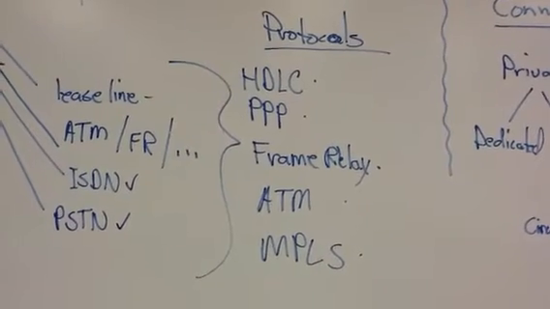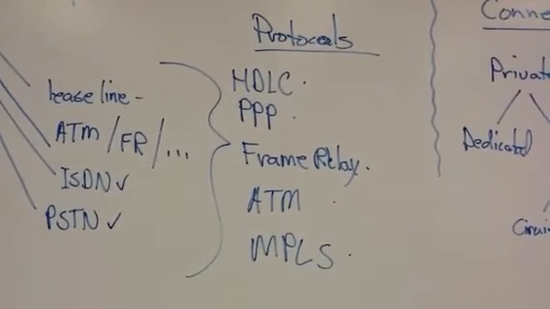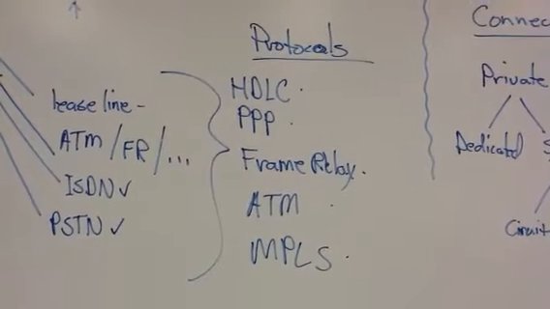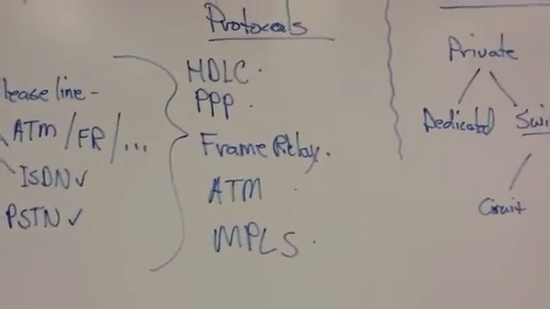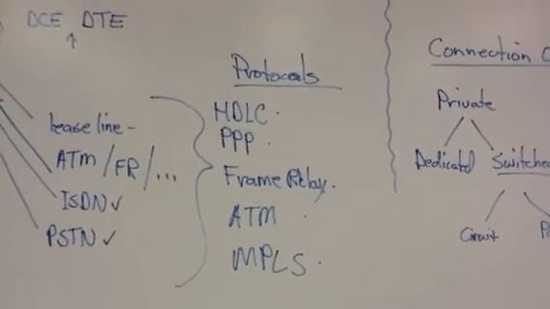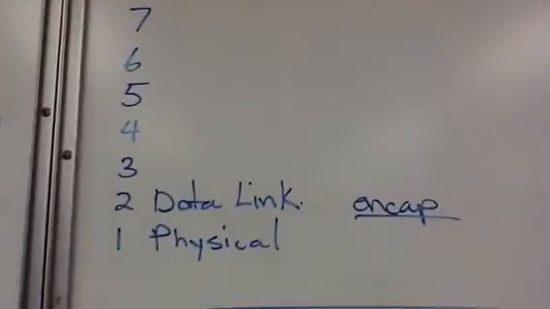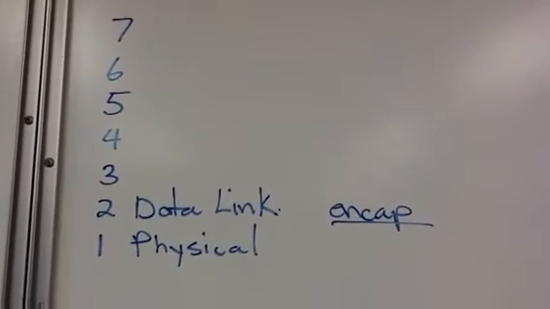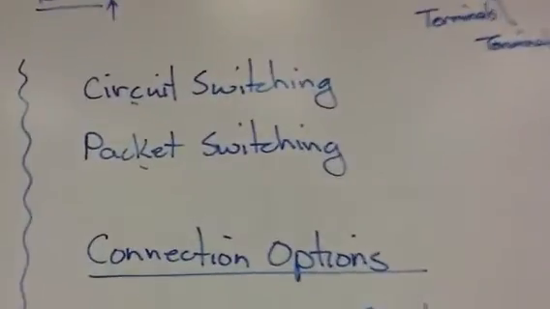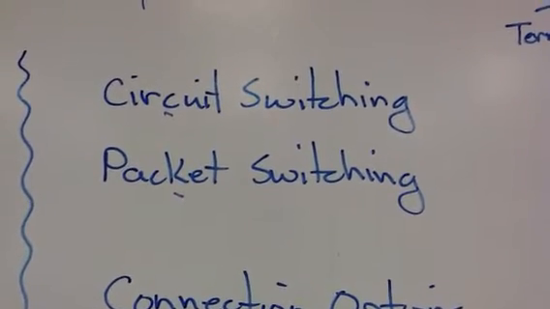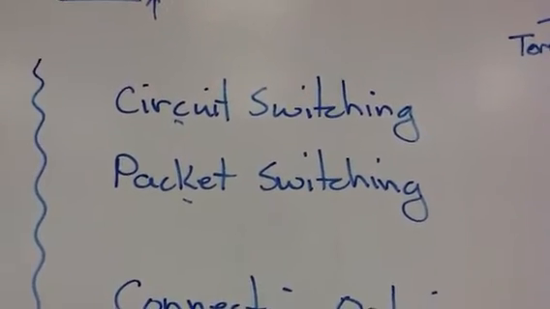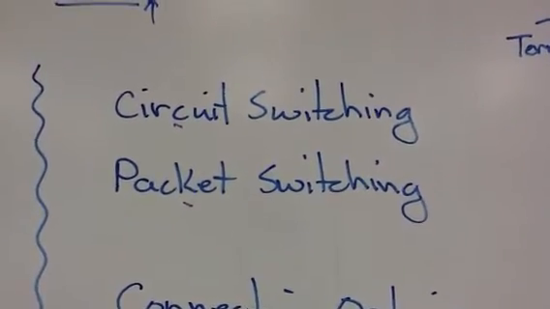The protocols: HDLC, PPP, frame relay, ATM, MPLS. We just talked briefly about those. These are all the protocols we can use to encapsulate the information to send it across, and remember that encapsulation is at layer 2, the data link layer. We talked about the difference between circuit switching, with setting up a circuit, call setup, termination, and so forth, or packet switching: put the packets in the network and let them find their own way through.